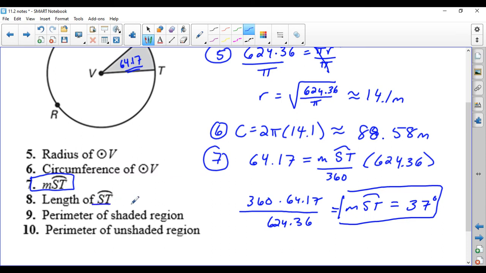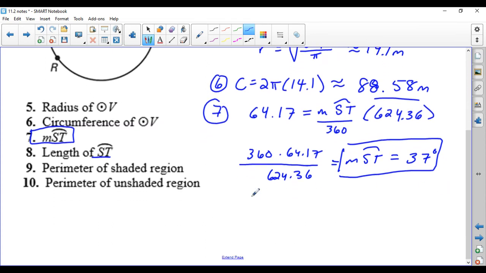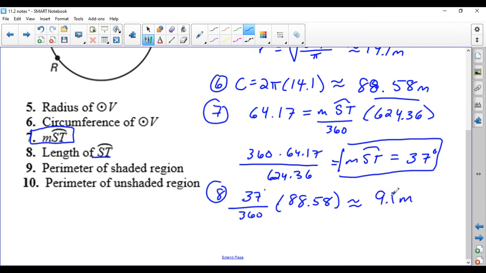Next thing I want is the length of the arc. Well, if I have the measure of the arc and I have the circumference, the length of an arc is the measure of the arc over 360 times the circumference. And again, you could do 2 pi times 14.1, or we already know that is 88.58. And again, we're going to round this, and I get about 9.1 meters. Think about if this is a reasonable answer. The total length around is about 90. 37 over 360 is a little more than 1/10. 1/10 of 90 is 9. This makes sense.